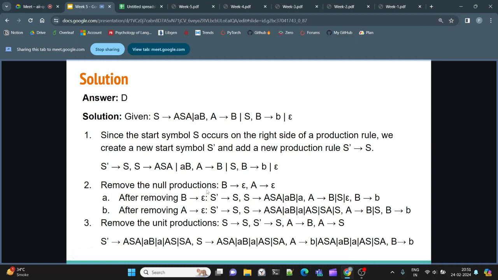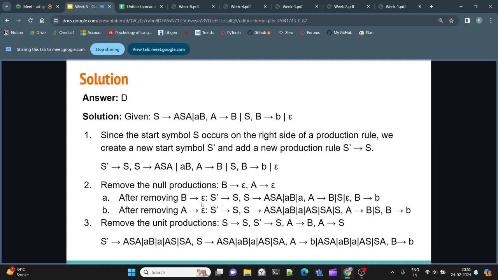Next step is removing the null productions. What are the null productions over here? This one, B to epsilon, B to epsilon, this one. Again, we see here we have A to B and B again goes to epsilon. So A to epsilon is also another null production. Let's remove them one by one.